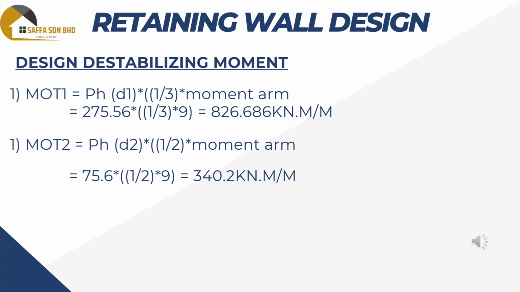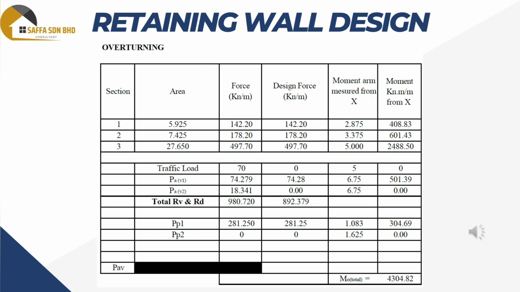Next, we need to do the table as shown in the slide. So we need to find the area of the structure and soil, and then we find the force. Force is the area times the unit weight density. Then we find the design force. Design force is the force divided by the partial factor, and then we find the midpoint of the structure for the moment arm measured from X. Then we find the moment in kilonewton per meter from X, which is the design force times the moment arm measured from X.